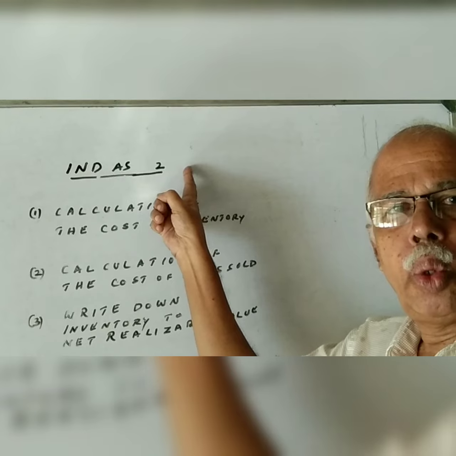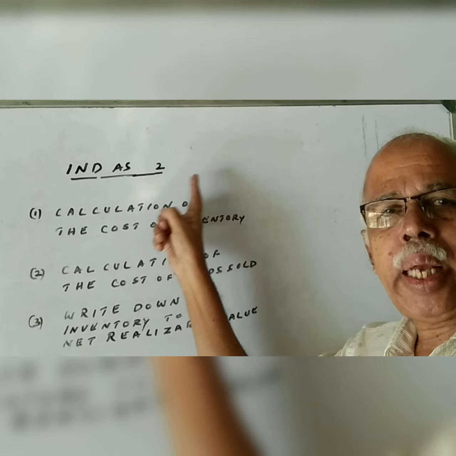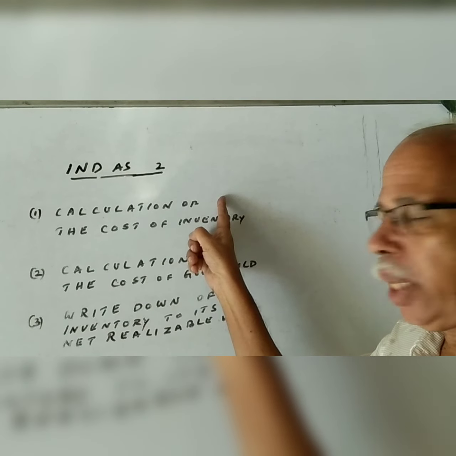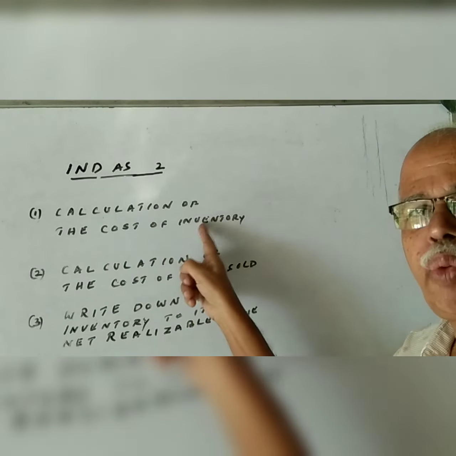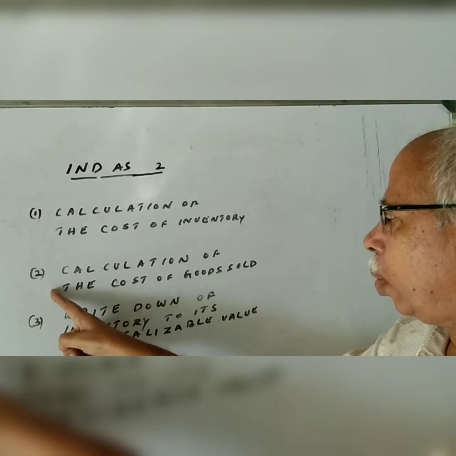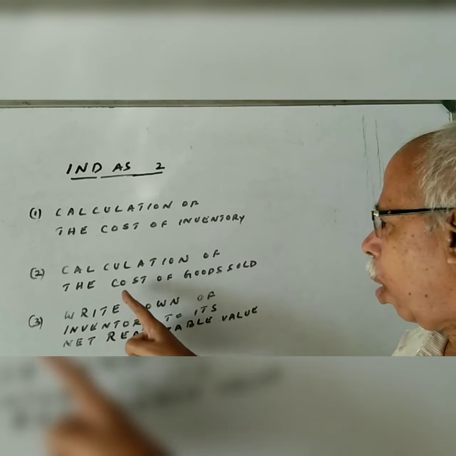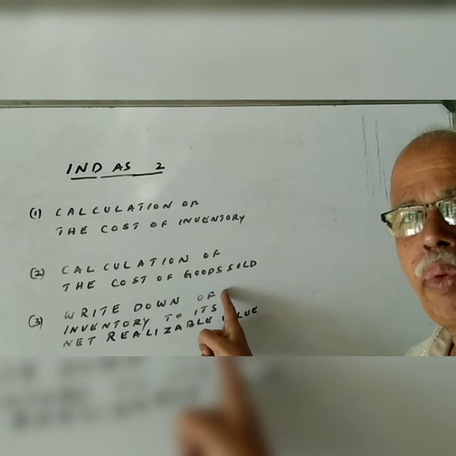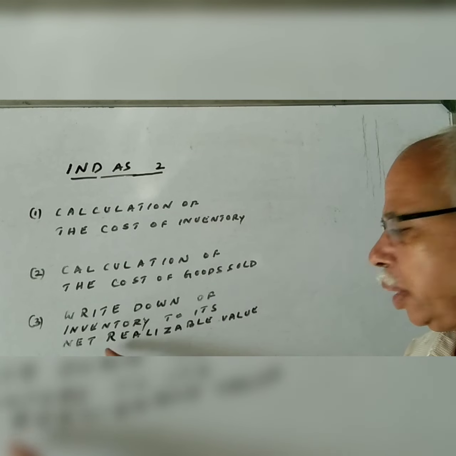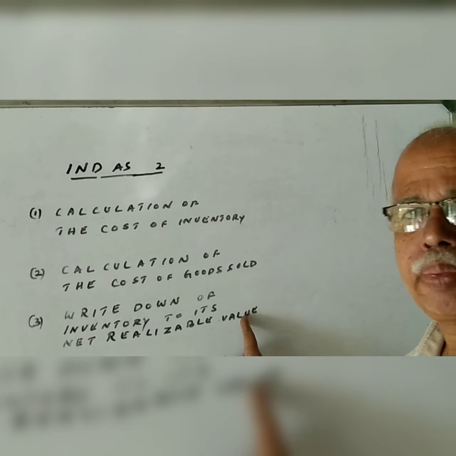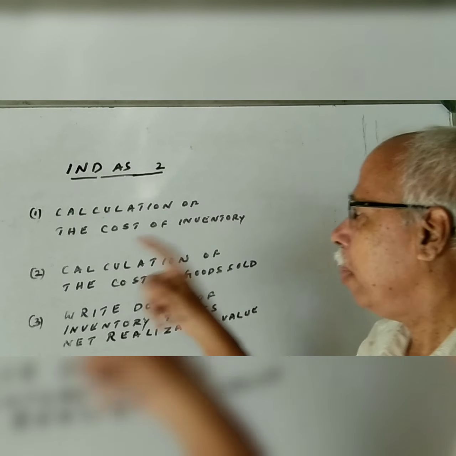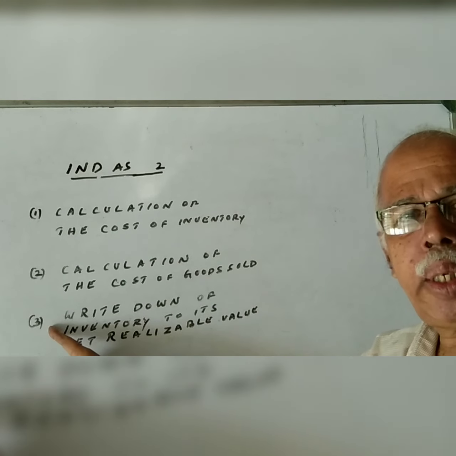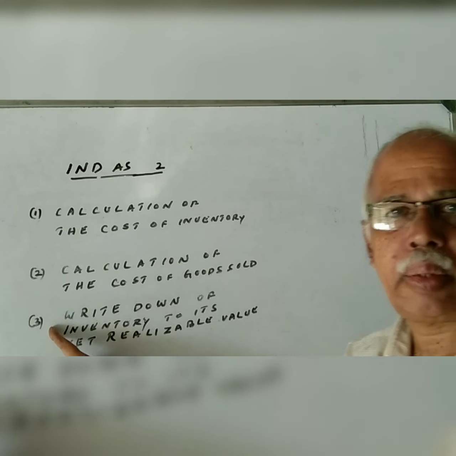Indian AS 2 deals with three aspects of the treatment of inventory. Number 1. Calculation of the cost of inventory. 2. Calculation of the cost of goods sold. 3. Write down of inventory to its net realizable value. In my session this time, I will deal with the first aspect. The second and third aspects will be dealt with in my next session.